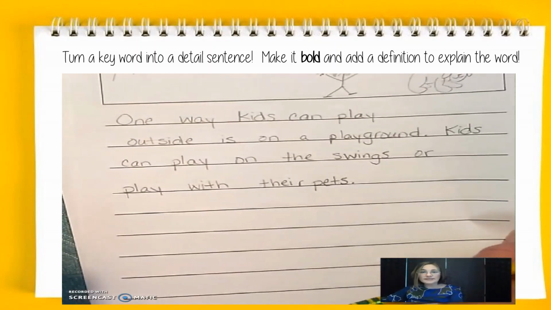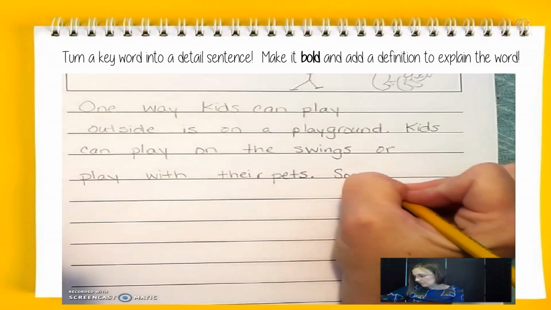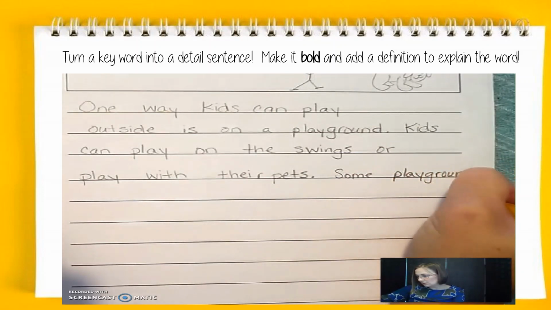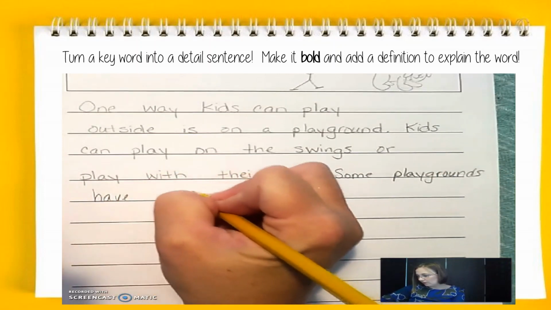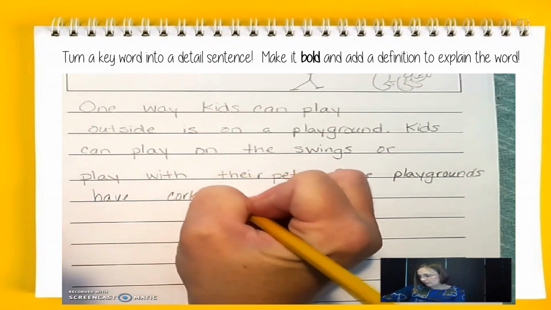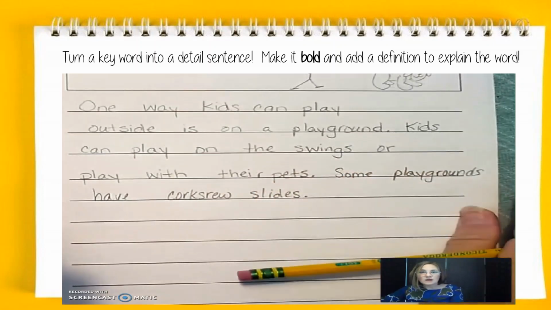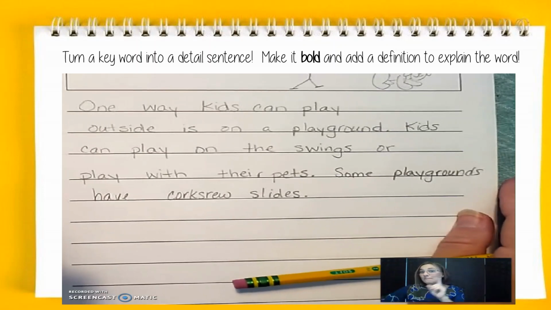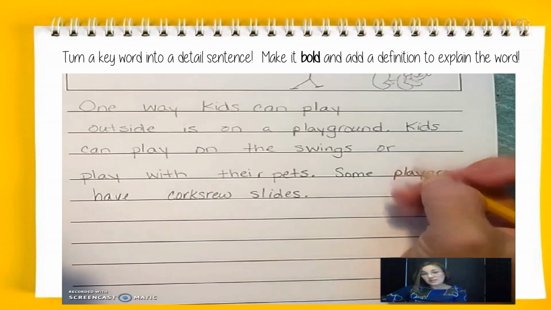Okay, so now I've labeled my corkscrew slide, but I want to add it to my writing as well. And so I'm going to write a detail sentence. Some playgrounds have corkscrew slides. But guess what? What if they don't know what a corkscrew slide is? So here's where I can add a bold word and a definition. A definition just explains what something is. So here's how I do that.